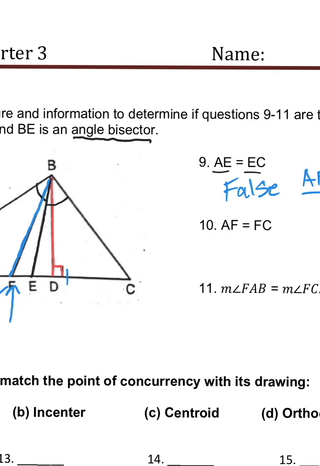Now let's look at number 10. AF equals FC. Hey, look at that. Isn't that exactly what we just wrote right here? So therefore, this is true. That's a true statement, and that's because BF is our median.